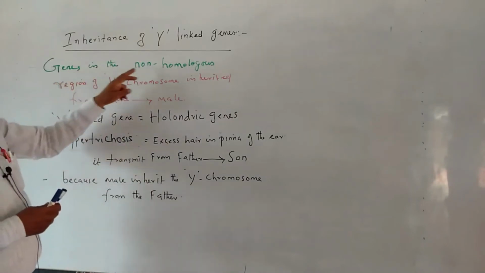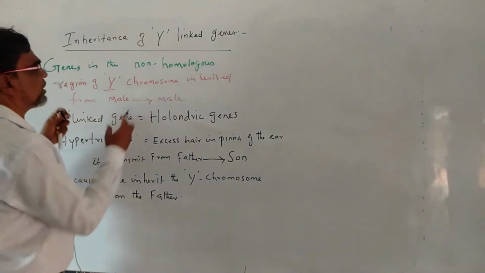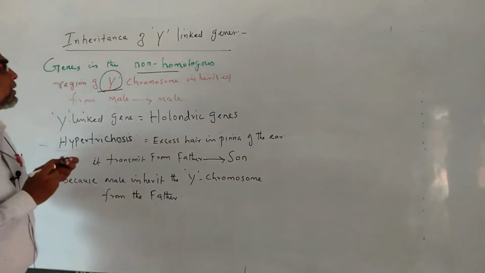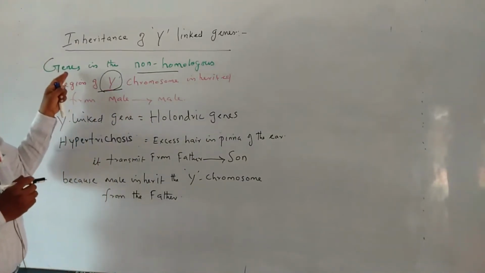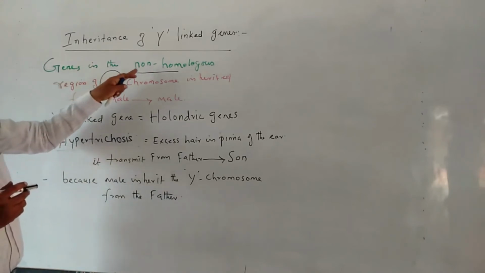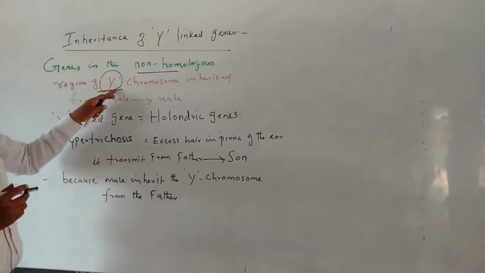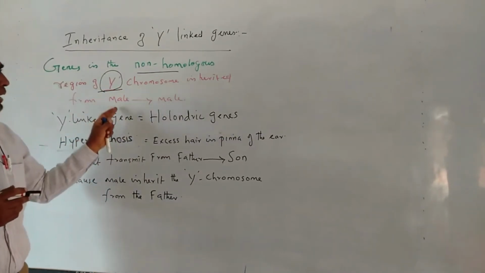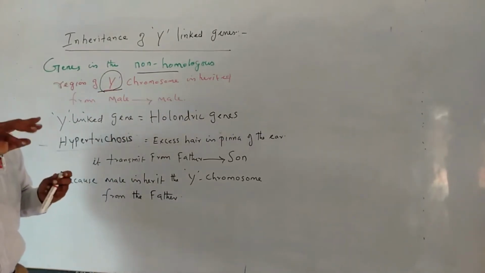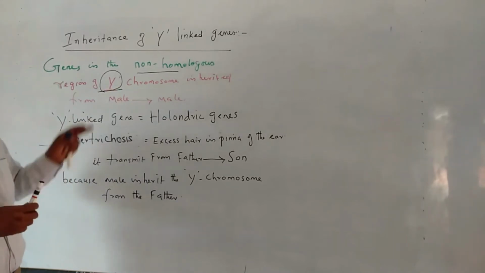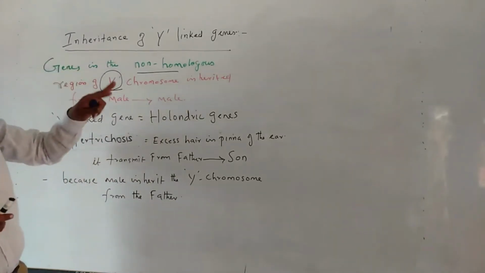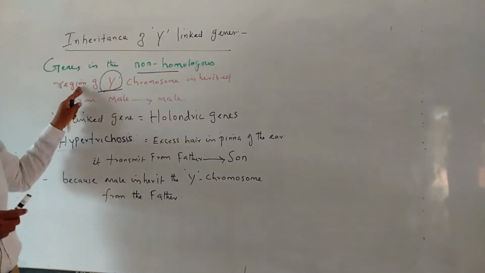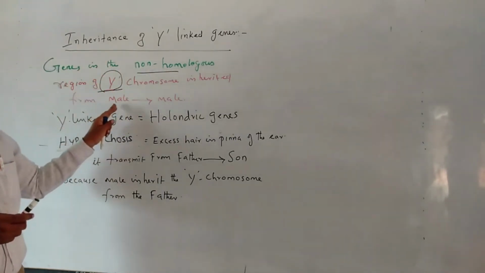So these are genes in the non-homologous region of the Y chromosome. Y means it's a male. So the genes which are present in the non-homologous region of the Y chromosome are inherited from male to male, not from male to female, because the Y chromosome produces only males.